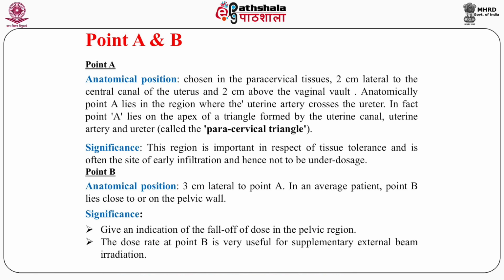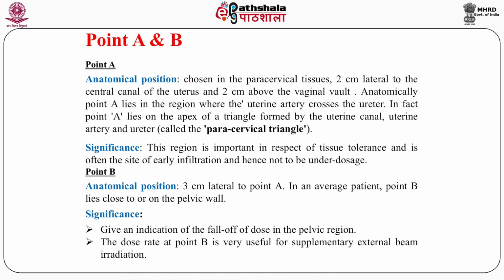Point A is the point where dose is prescribed and point B is the point where dose is monitored, and the anatomical position of point B is 3 cm lateral to point A. In an average patient, point B lies close to or on the pelvic wall, because the pelvic wall is again a sensitive organ where high dose should not be delivered. So we monitor point B while treating the CA cervix case.